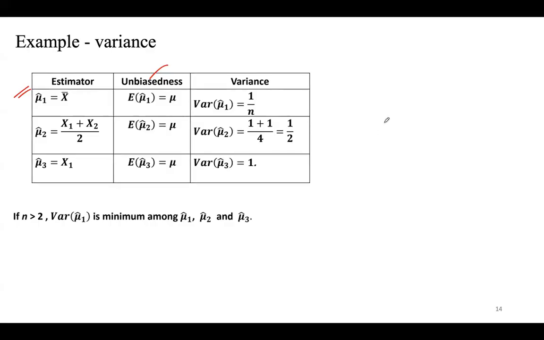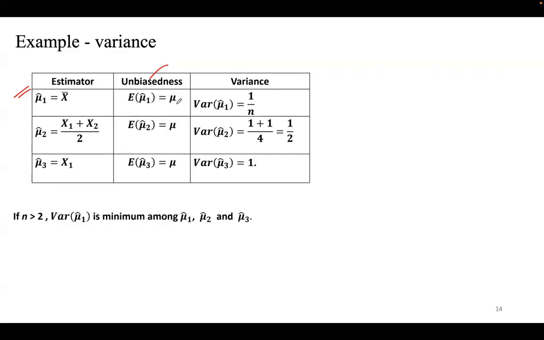The estimator is unbiased if this condition is satisfied: the expectation of mu1 cap equals mu. When you take the expectation of any of these estimators, you are working with a random sample. This mu is the population mean, and X bar is a sample mean.